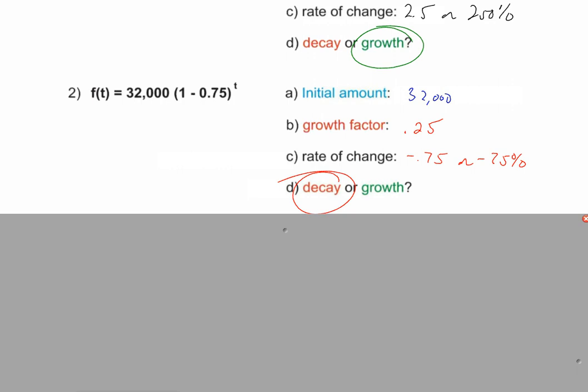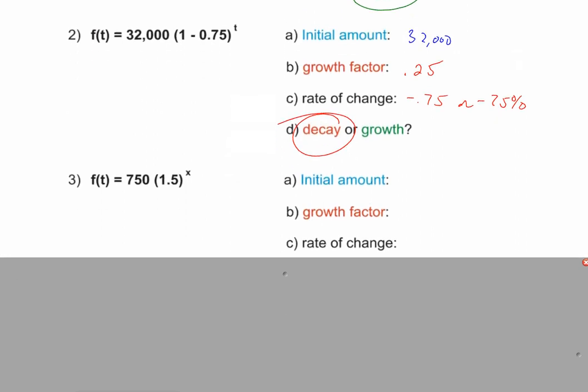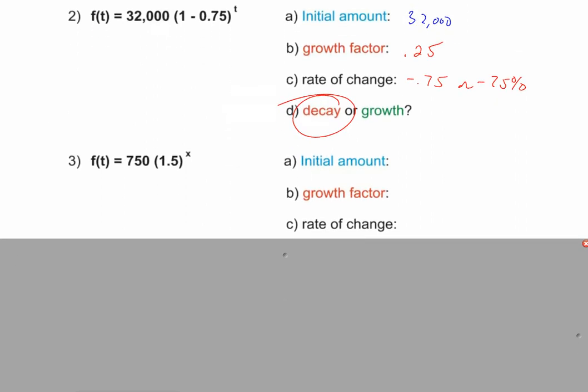I hope you wrote 32,000. 0.25 is the growth factor. How did you get that? 1 minus 0.75. What's the rate of change? Negative 0.75, the r value, which is negative 75%. And because the growth factor is 0.25, which is less than 1, it is a decay. Again, if you have questions, please ask, and I'll explain more fully any of those.